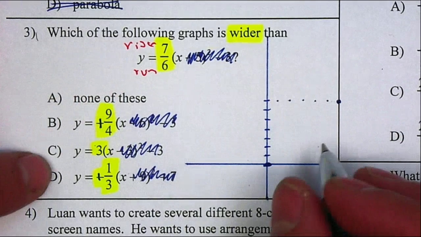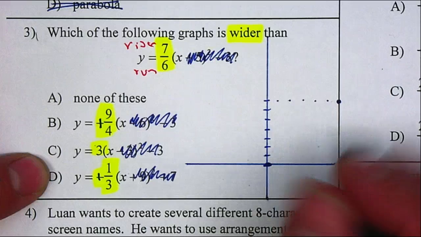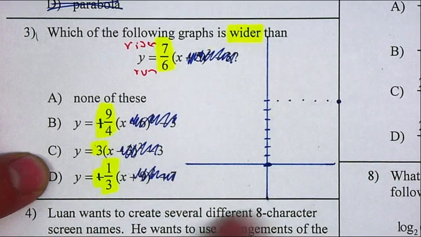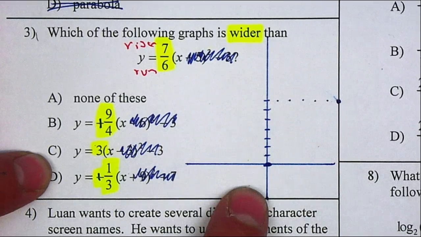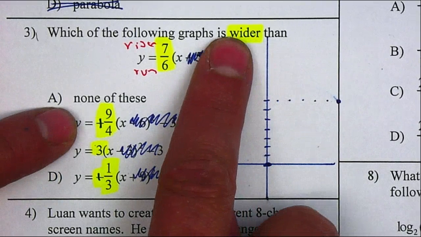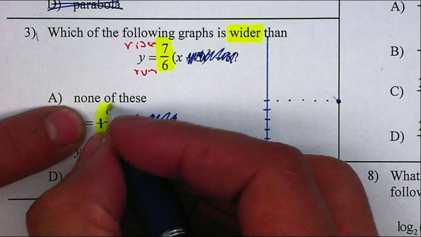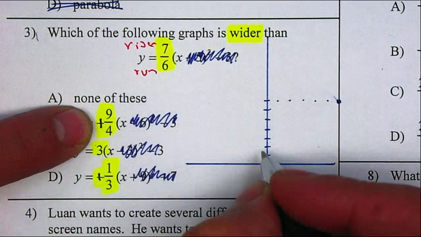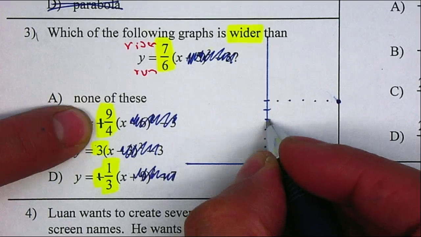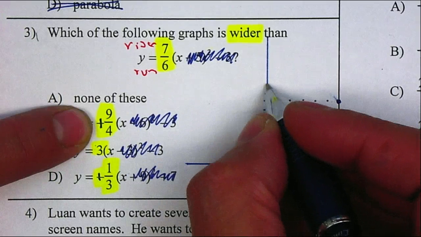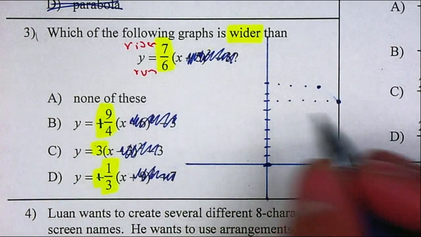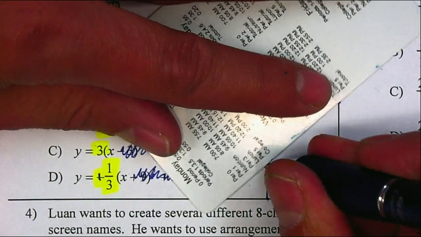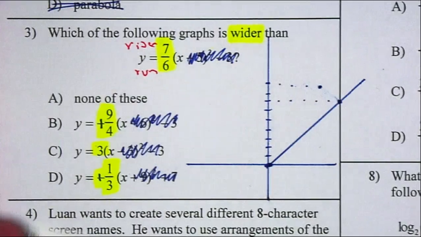Now, ideally, you want to find out a graph that's on the same page or on a different page and use that graph to compare. Otherwise, you can just build a quick graph. I'm looking for one that's wider. Now, let's try the next one. 9 over 4 will be rise over run. 1, 2, 3, 4, 5, 6, 7, 8, 9, and 1, 2, 3, 4. We know that it's going to be narrower, so that's not it.